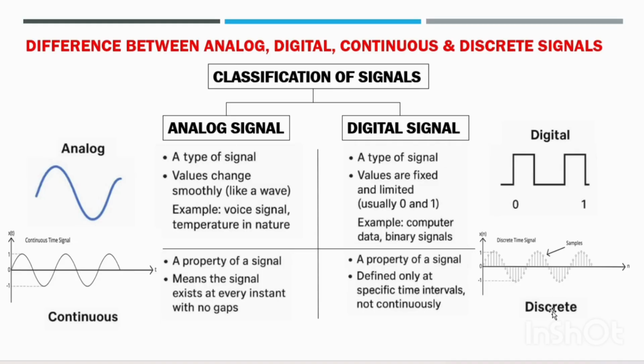Coming to the discrete time signal, this is the property that is possessed by digital signal. Here the discrete time signals, the values will be specified only at specific time intervals and not continuously. Unlike continuous signals where the values are there for every instant, here it will not be like that. The values will be specified only at specific time intervals and not continuously. So this is all about analog signal, digital signal, continuous time signal and discrete time signal.